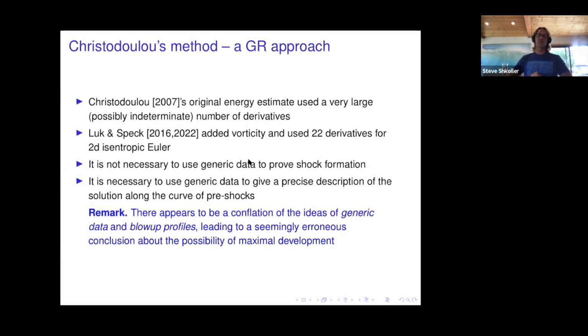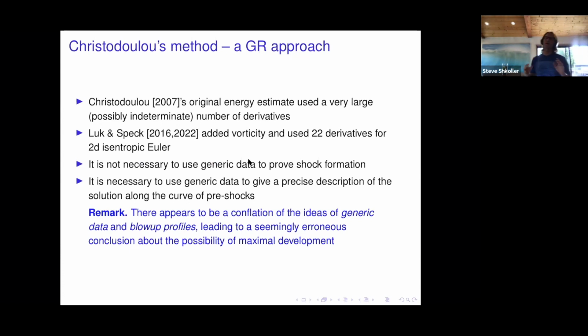And in some sense, the beauty of our variables is that we can get away with just tangential derivatives. And this is really what keeps the derivative count essentially to the Sobolev embedding level. So it is not necessary to use generic data to prove shock formation, but it is necessary to use generic data to give a precise description of the solution along the curve of preshocks.